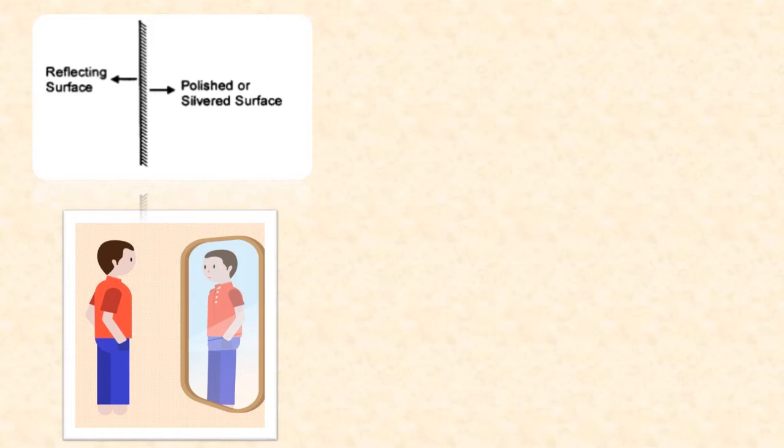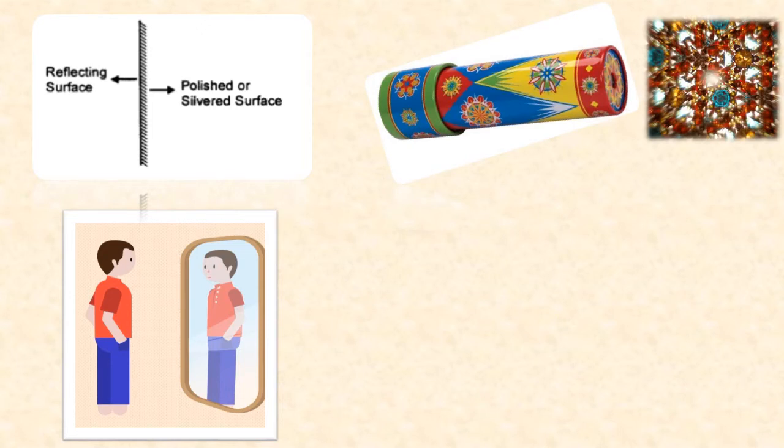A plane mirror has two surfaces, a reflecting surface where light falls and the other side is a coating. Children, we use a plane mirror to see ourselves in it. It has its application not only in our homes, but also in many other optical instruments. For example, a kaleidoscope. A kaleidoscope has three mirror strips kept at 60 degrees to each other, and it is used to see colorful patterns.